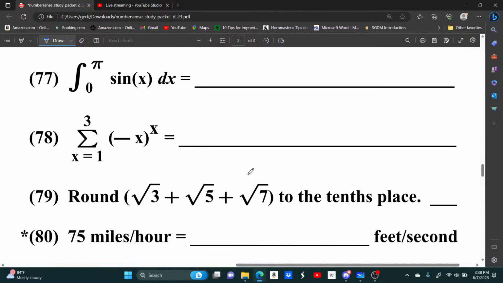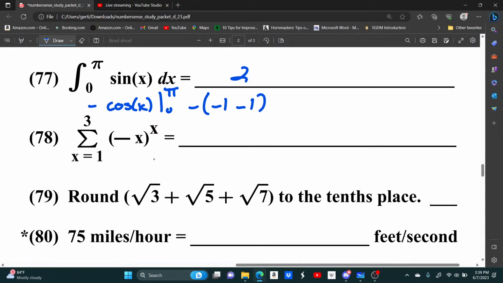Okay, 77. Integral from 0 to pi of sine of x. Okay, so the integral of sine x is negative cosine x. That's just one you would have to have memorized. And then evaluate it from 0 to pi. So let's see, cosine of pi is negative 1, and cosine of 0 is just 1. So this is just going to evaluate to 2.